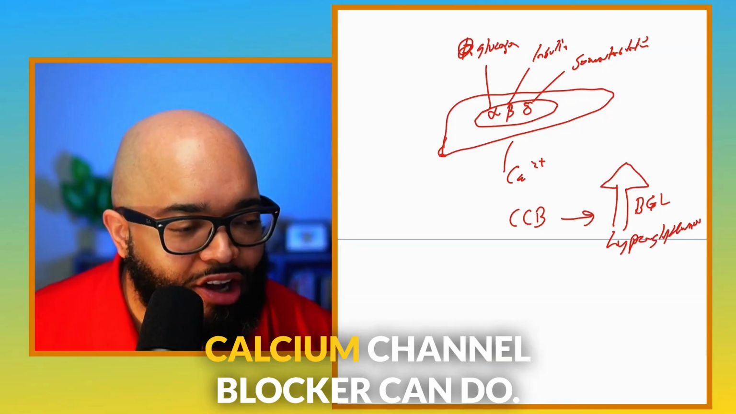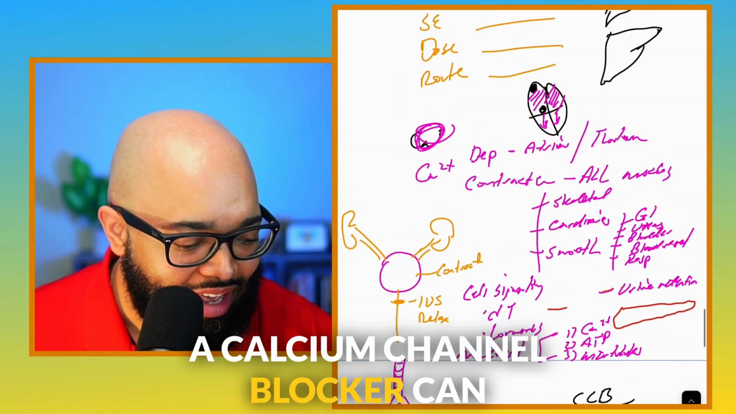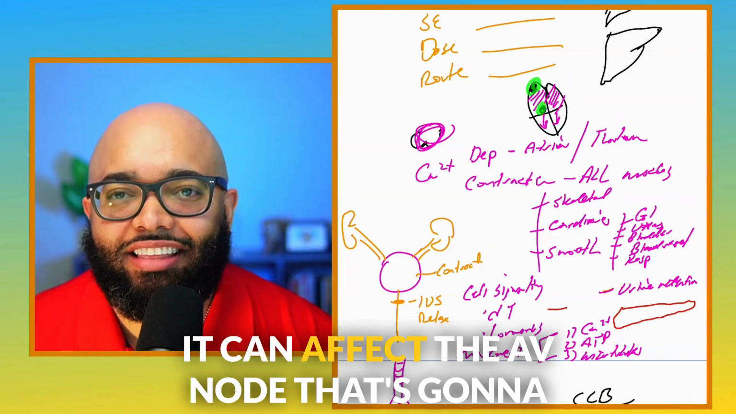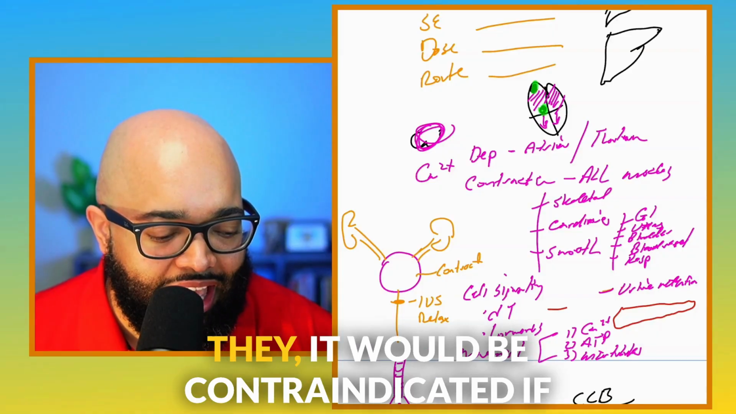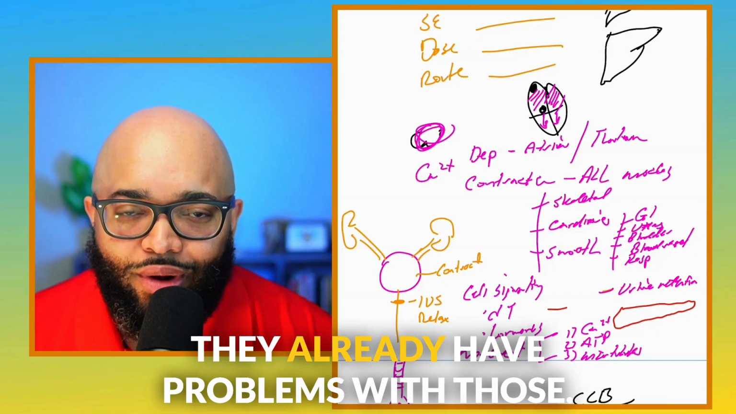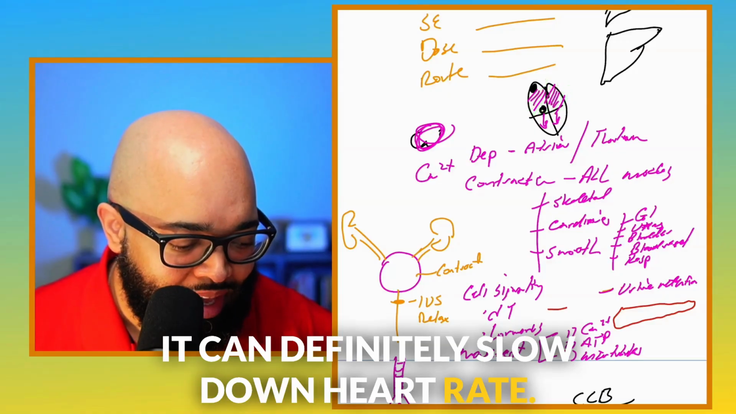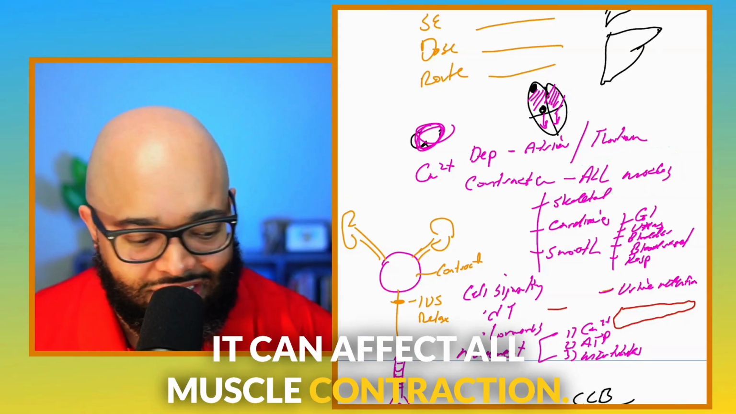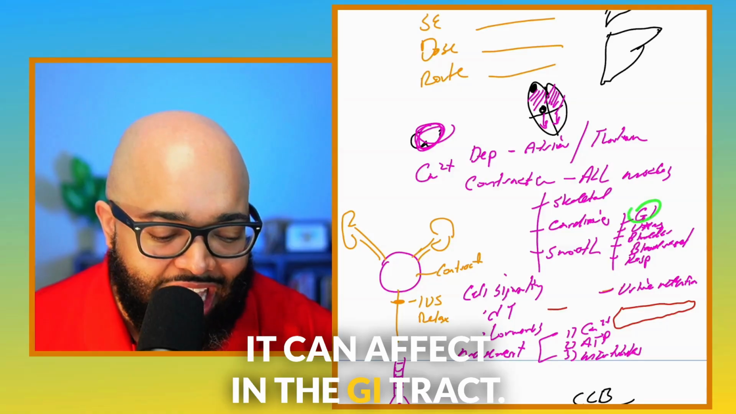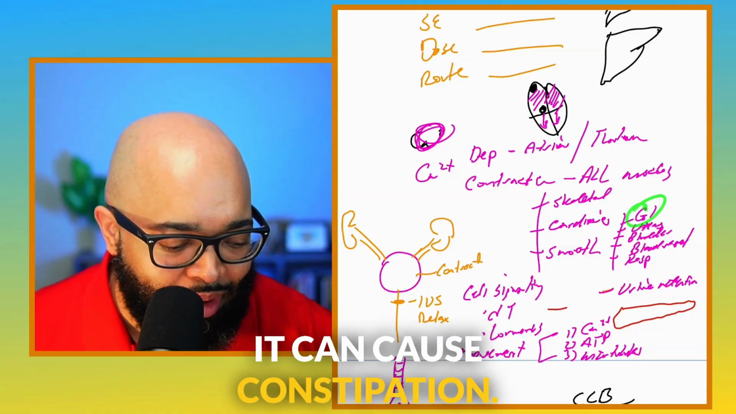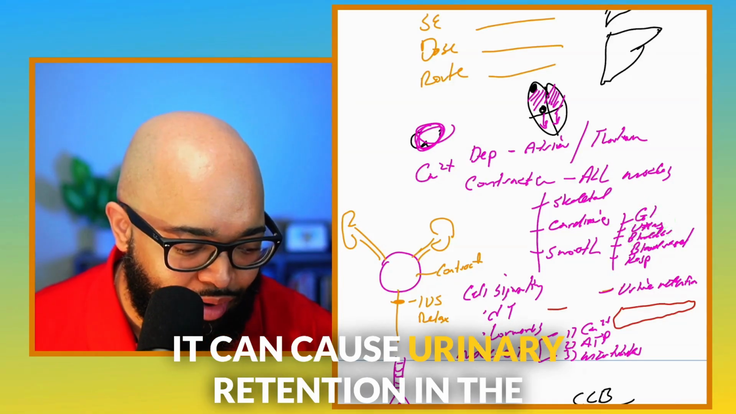So let me show you what a calcium channel blocker can do. A calcium channel blocker can affect the SA node. It can affect the AV node. That's going to affect heart rate. It would be contraindicated if they already have problems with those. It can definitely slow down heart rate. It can affect all muscle contraction. It can affect movement in all muscles. It can affect the GI tract. It can cause constipation. It can affect the uterus. In the bladder, it can cause urinary retention.